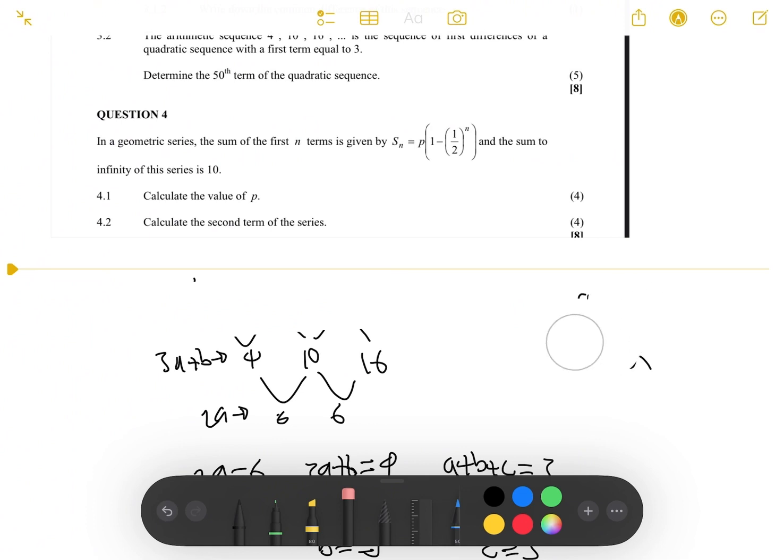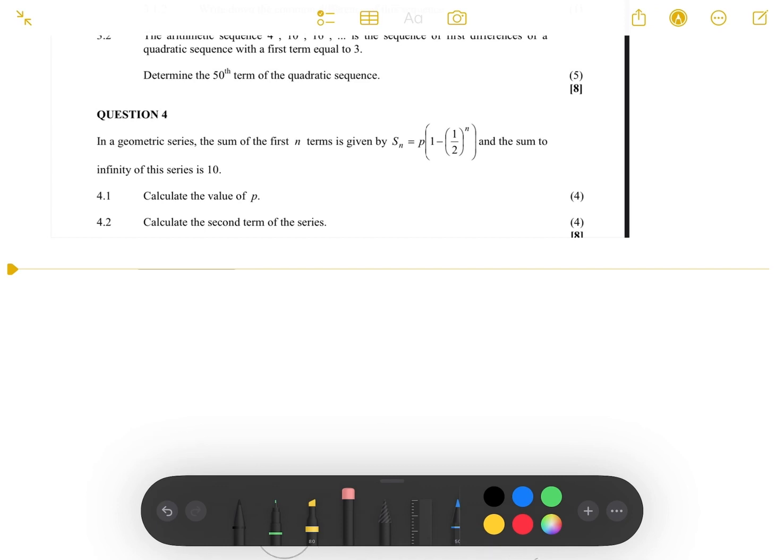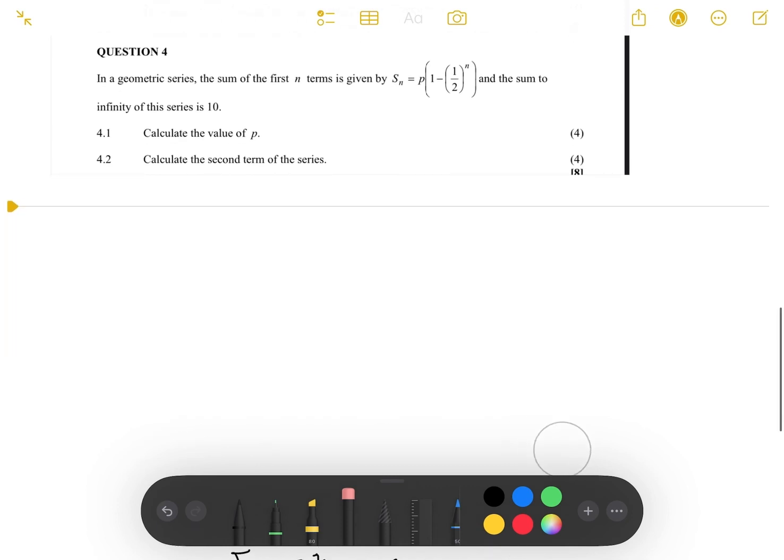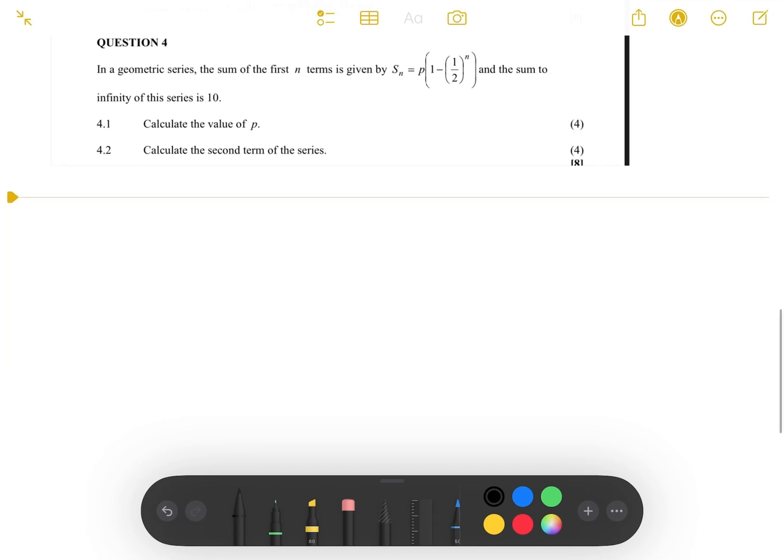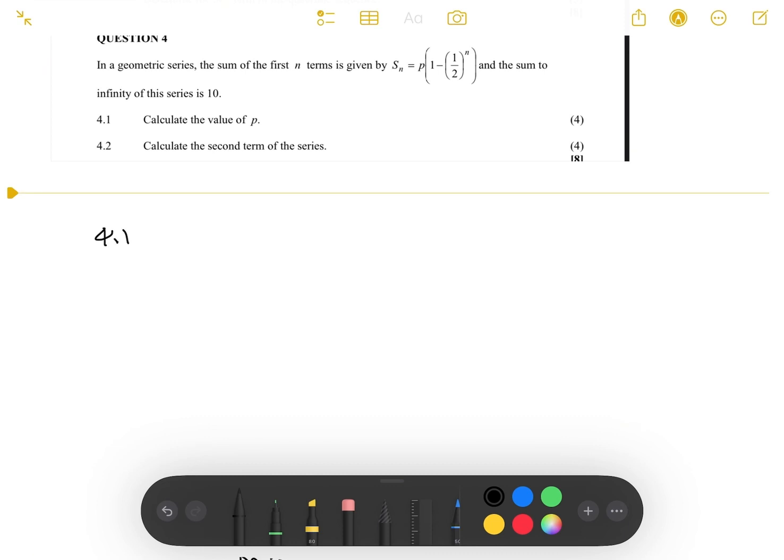And then now off to question 4. Here they say in a geometric series, the sum of the first n terms is given by Sn, right? Of which is equals to P1 minus half to the exponent n, okay? And then the sum to infinity of this series is 10. And then they say calculate the value of P. So 4.1, the value of P basically is, we're gonna work on it now, but okay, let's write down Sn at first. This is P, 1 minus half to the exponent n, right?